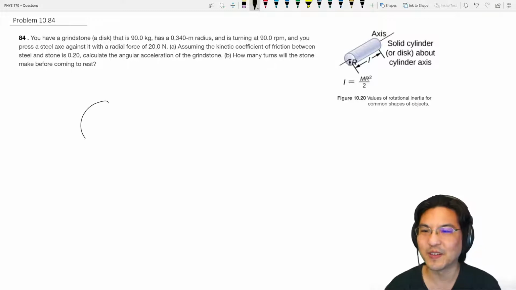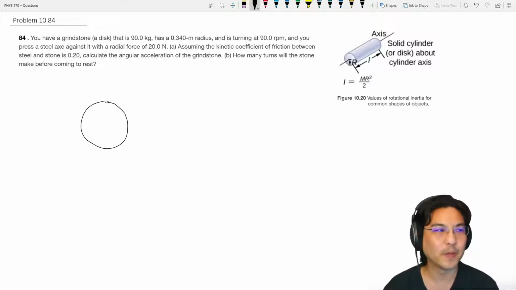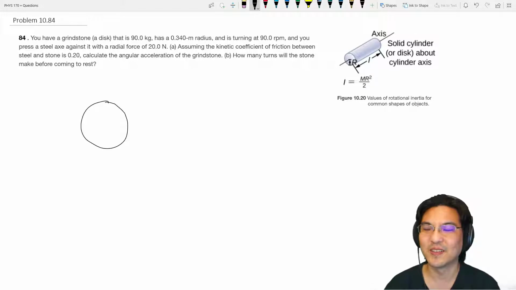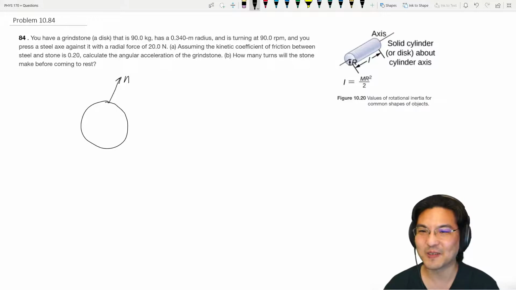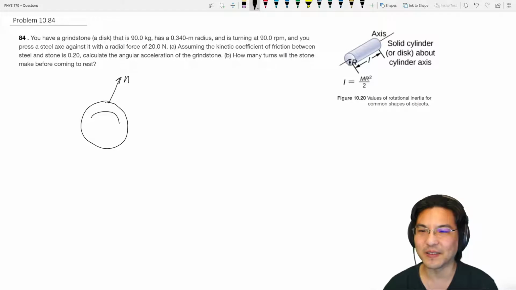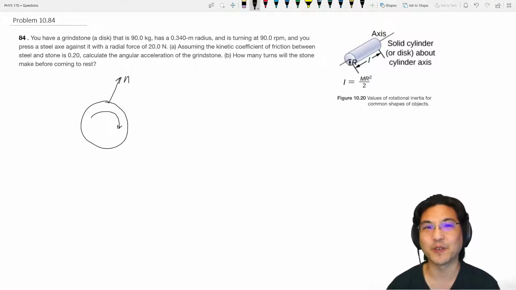I'm just going to draw. So here's our grindstone. If I press something against the disk this way, then by Newton's third law there should be an equal and opposite force. So there's going to be a normal force on the grindstone, normal to the surface, like this. And let's say it's rotating clockwise. Then there's going to be a friction force opposing that motion, so this way, kinetic friction.